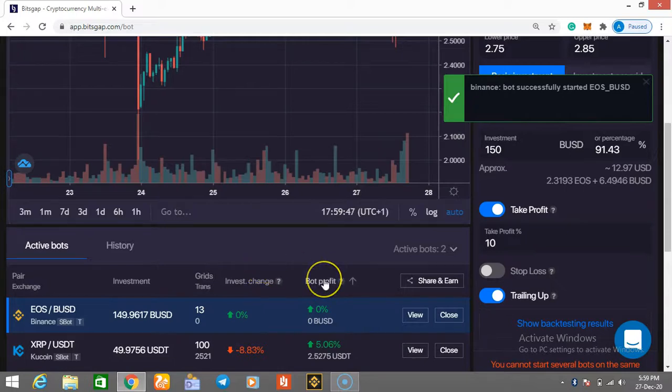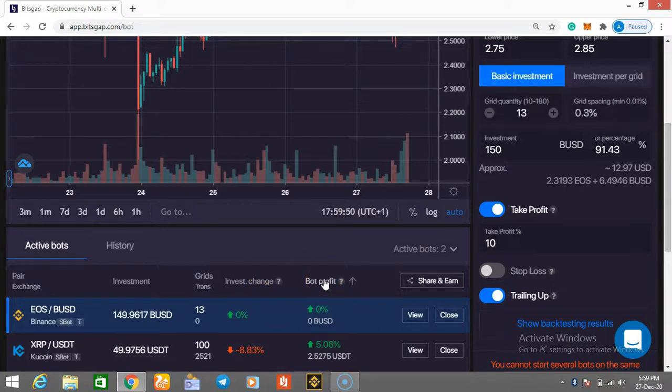So that's that about the BitGab automated cryptocurrency trading bot.